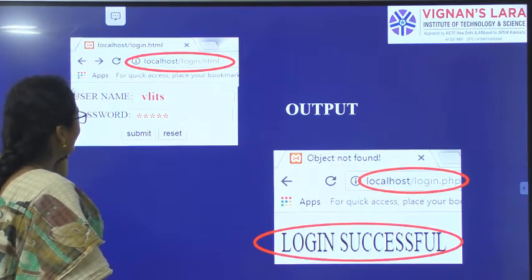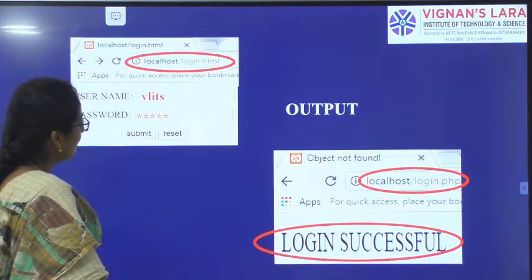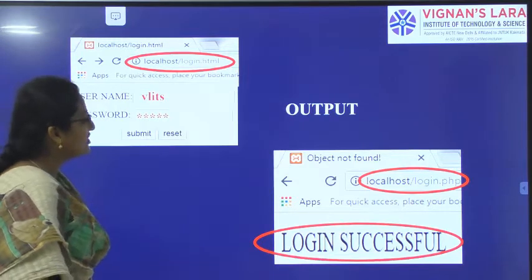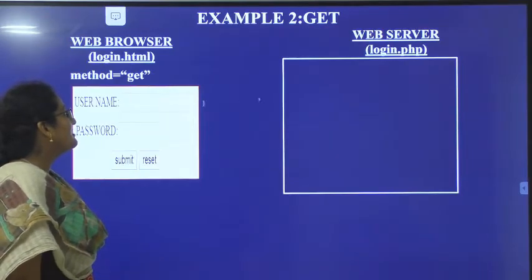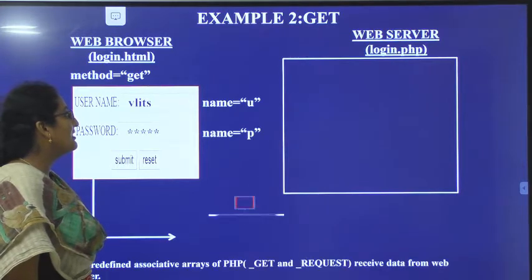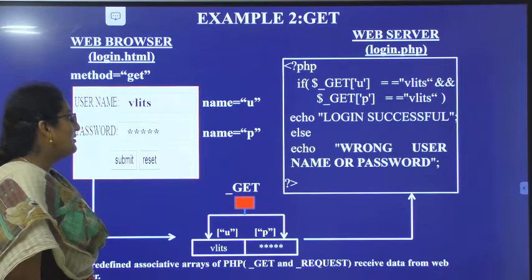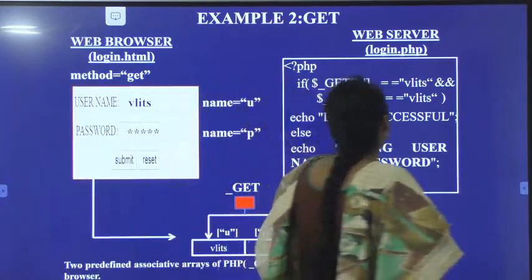So you can see here localhost login.html, localhost login.php. So using HTML we have created the login page. In the PHP we got the output as login successful. Let us see the same example using get method. The only difference here is we are using the method as get to retrieve the data.